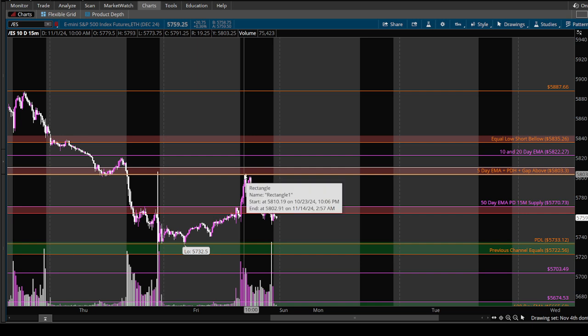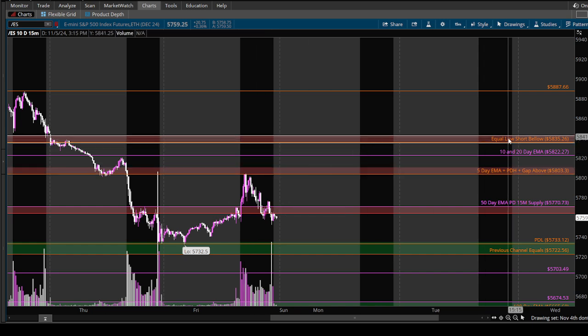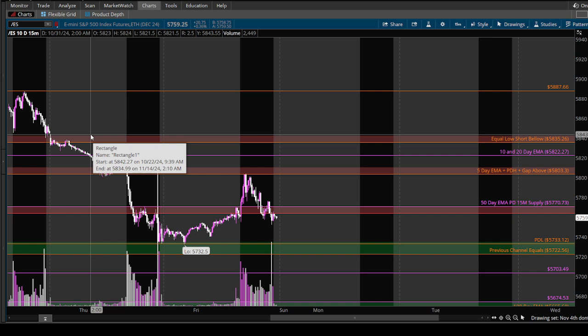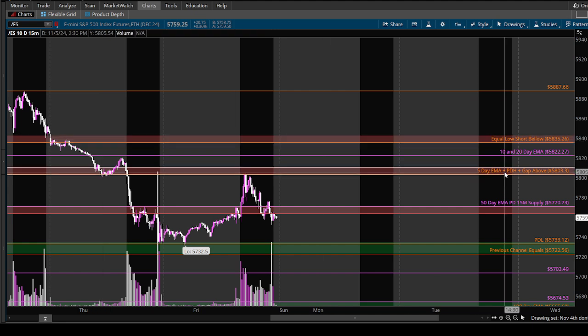If we break the 5800, it is a good possibility that we can go back to the equal low, which is 5835. That 5835 and 5840 is where the gap gets filled. So very interesting level, 5800.